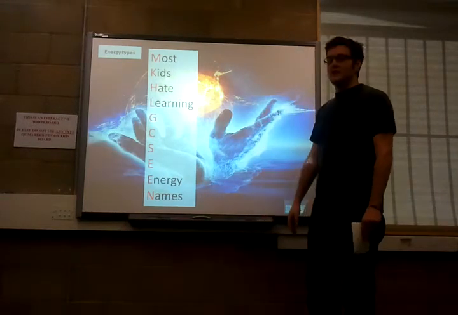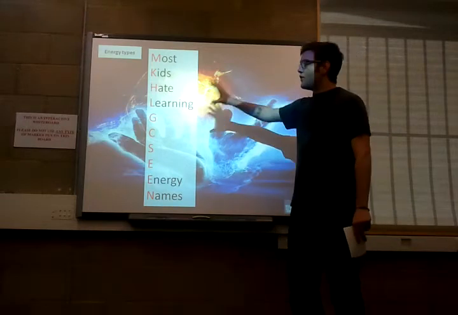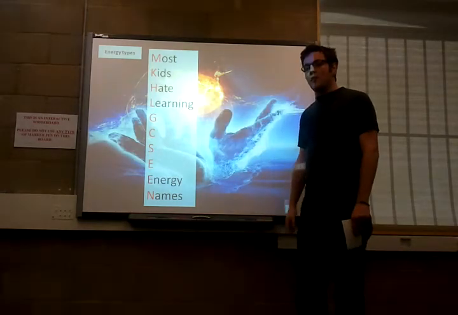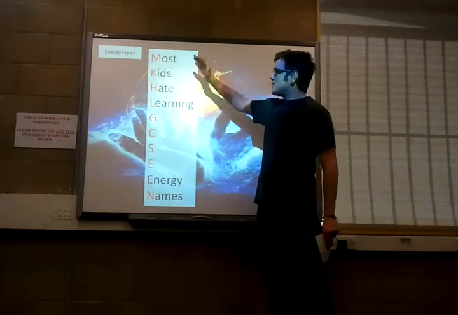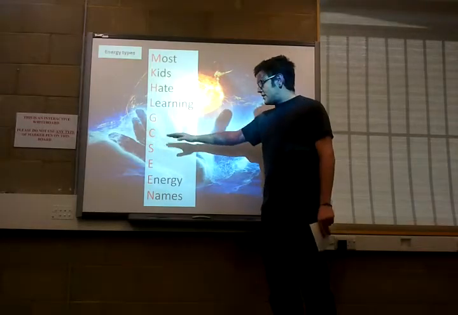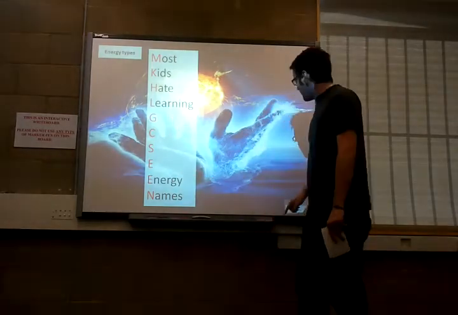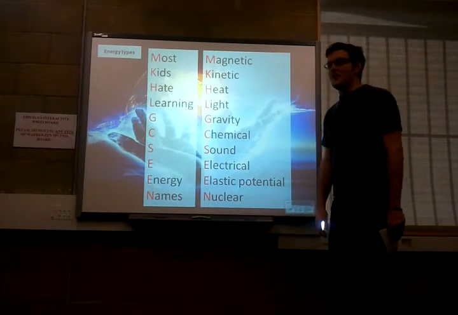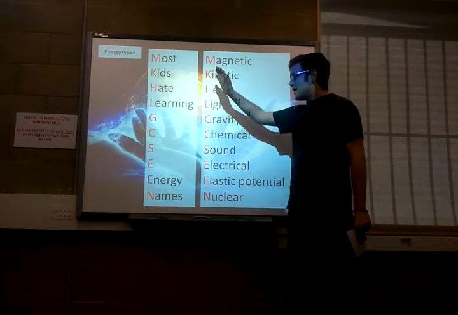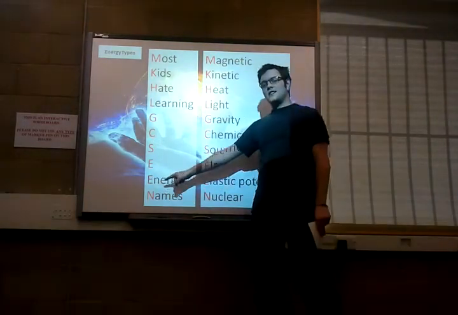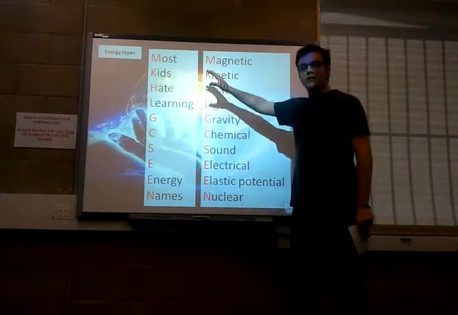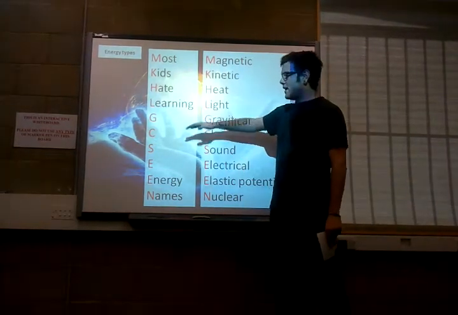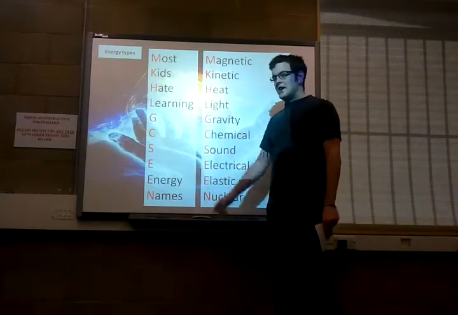The best way that I've found is actually on the BBC Bitesize Key Stage 4 way of remembering it, and this is called Most Kids Hate Learning GCSE Energy Names. The reason why that is up there is because that's all 10 different types of energy that we're trying to remember. Seriously, it took me so long just to remember what this second E is. It really is worth trying to get this stuck into your head. So again, it's Most Kids Hate Learning GCSE Energy Names.